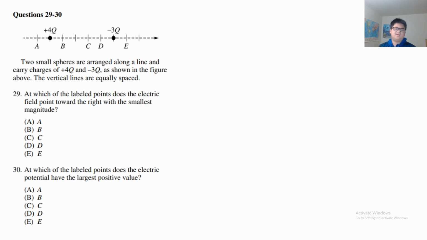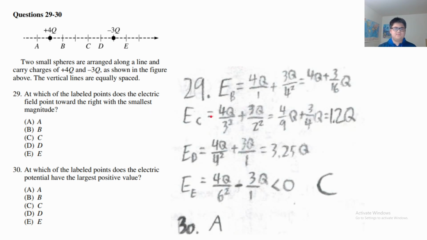Alright, so at which of the labeled points does the electric field point towards the right with the smallest magnitude? Now you probably know how electric fields point. They point away from positive charges and they point towards negative charges. So the electric field would point this direction. Now, how do we know the magnitude? Well, the magnitude of the electric field would just be the magnitude of each charge over the distance squared.